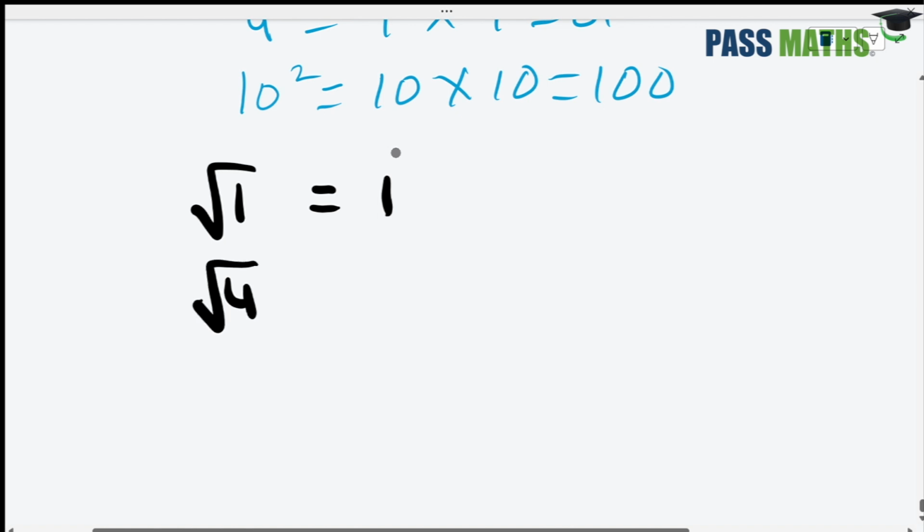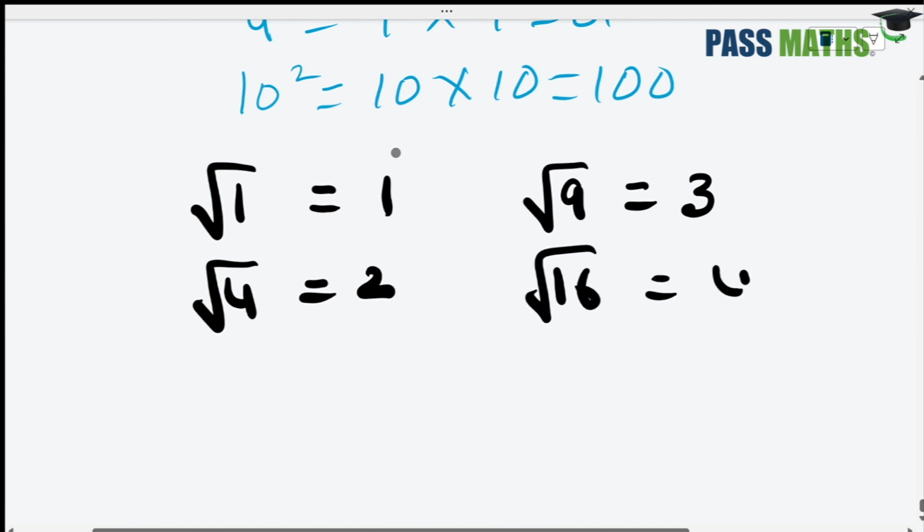So the square root of 1 will be 1. And then the square root of 4 will be 2. The square root of 9 will be 3. The square root of 16 will be 4. And I want to show you one more thing here. Now I said 1, 2, 3, 4. But if the examiner asks you this question, what is the square root of 1? Then if it's only a 1 mark question, you can say 1.